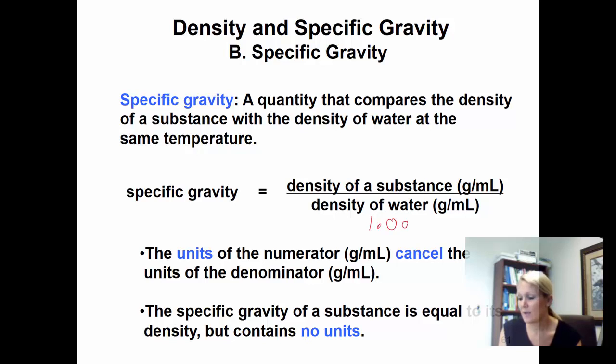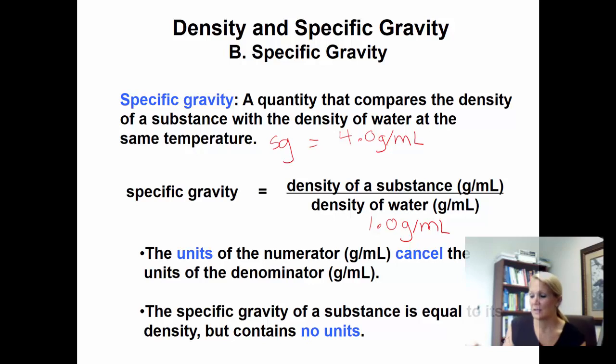is 1. It sort of seems funny here, because if you take the specific gravity, the density of a substance divided by the density of water, and water's 1, then the specific gravity is the same number as your density of a substance. So, for example, say we have an object with a density of 4 grams per milliliter, and we want to find the specific gravity of it.